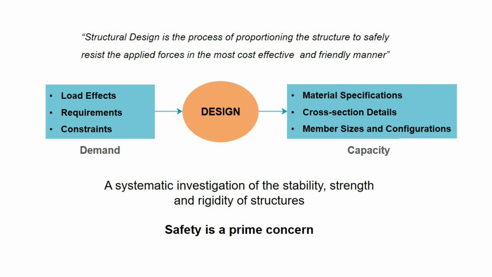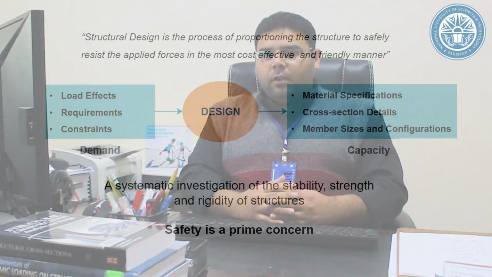The process itself is a systematic investigation, finding structural behavior and forcing the structure to obey a desirable performance in the design life of the structure. The output of this process is the minimum material requirements, material specifications, cross-sectional details, reinforcing details, and the overall configuration of different structural elements and the overall structure also.